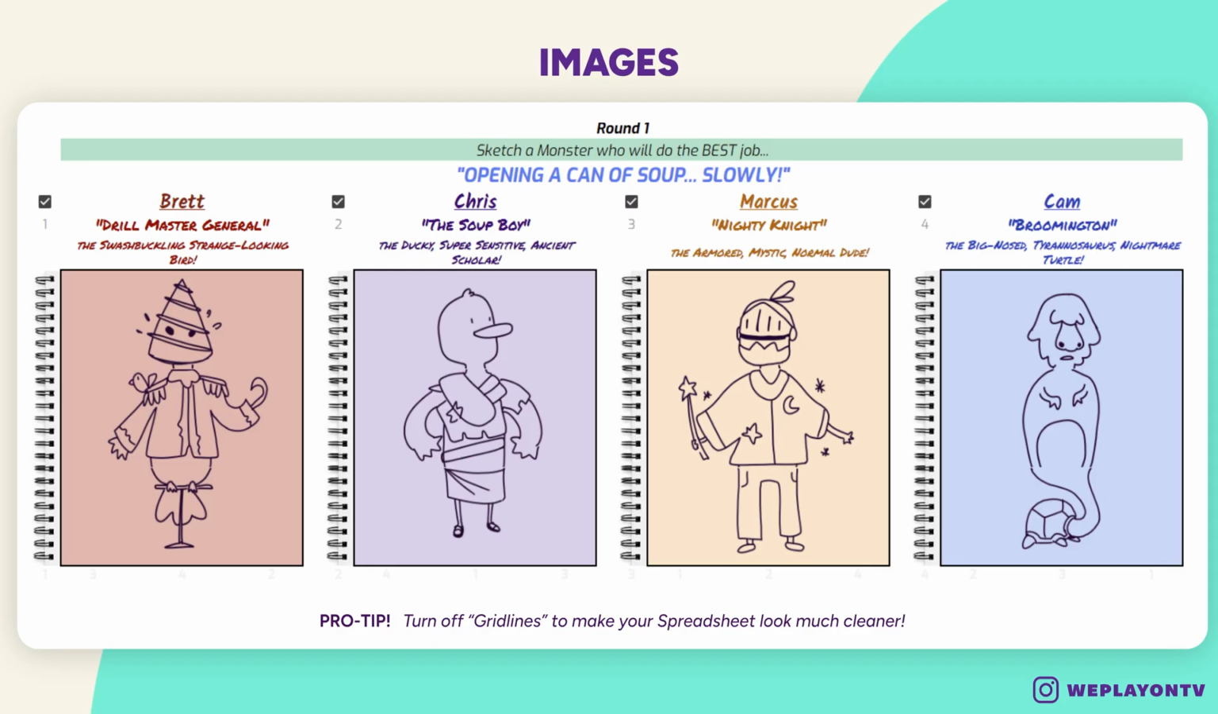This is a screenshot from our newest party game we're working on, which is comprised of almost all images. And pro tip, one of the easiest ways to immediately make your spreadsheet look like less of a spreadsheet is just to turn off grid lines. Doing so will make it look so much cleaner.